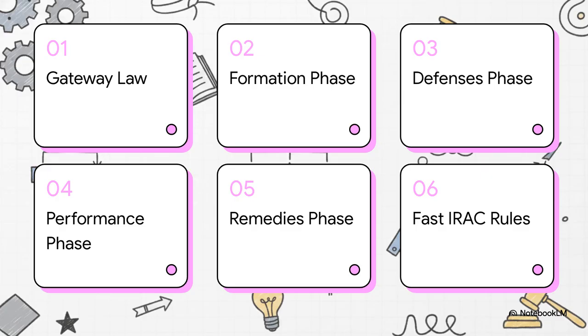Okay, let's dive into this. Here is our precise roadmap for attacking absolutely any contract fact pattern your professor throws your way. We're going to start with the gateway law, move right through formation and defenses, tackle performance and breach, look at remedies, and finally, lock in a strategy for fast IRAC essay writing.